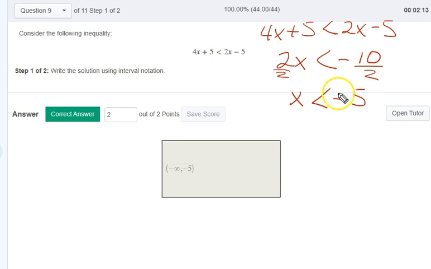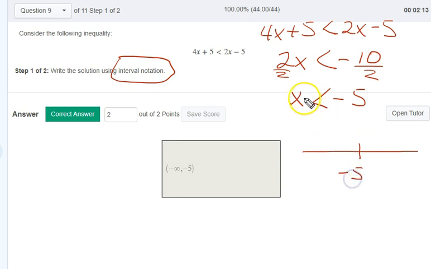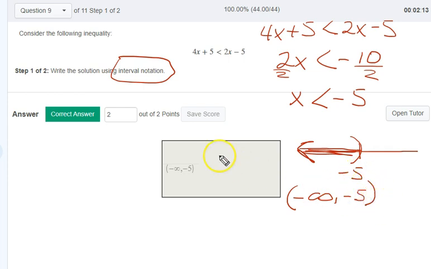But they want the answer in interval notation. So again, I would suggest you draw a graph. There's your -5. X is less only, so you put a parenthesis facing left. Draw your arrow and thicken this line here. Now, how do you write that in interval notation? Well, it's coming from -infinity going up to a -5, and it's a parenthesis, and that is the answer.